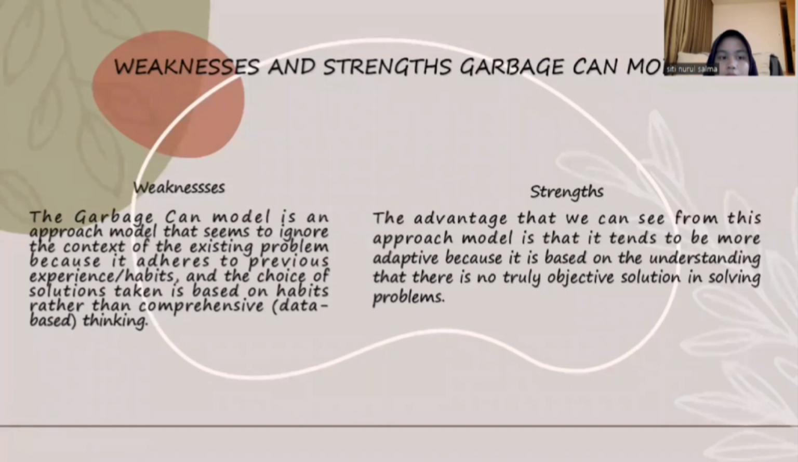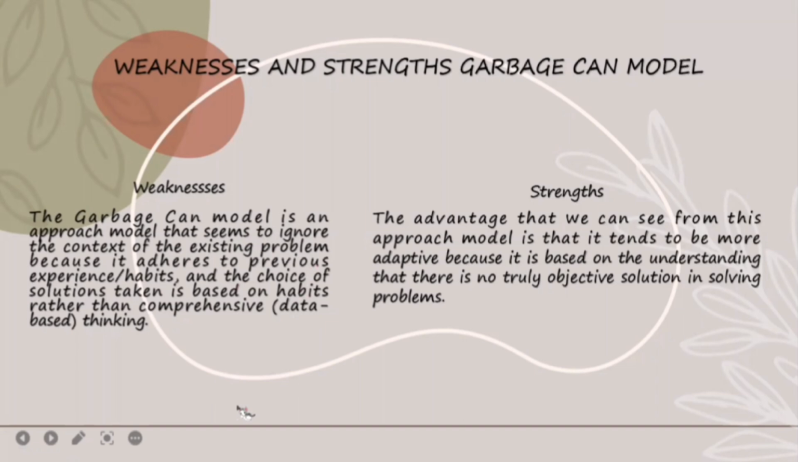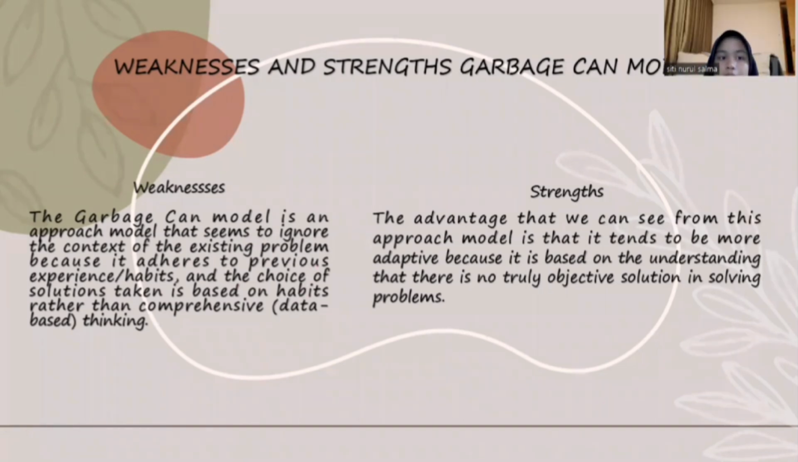And then the weakness and strength of the garbage can model. Number 1, weakness. The garbage can model is an approach model that seems to ignore the context of the existing problem because it addresses the previous experience or habits, and the choice of solution taken is based on habit rather than comprehensive data-based thinking. Number 2, strength. The advantage that we can see from this approach model is that it tries to be more adaptive because it is based on the understanding that there is naturally no objective solution in solving problems.